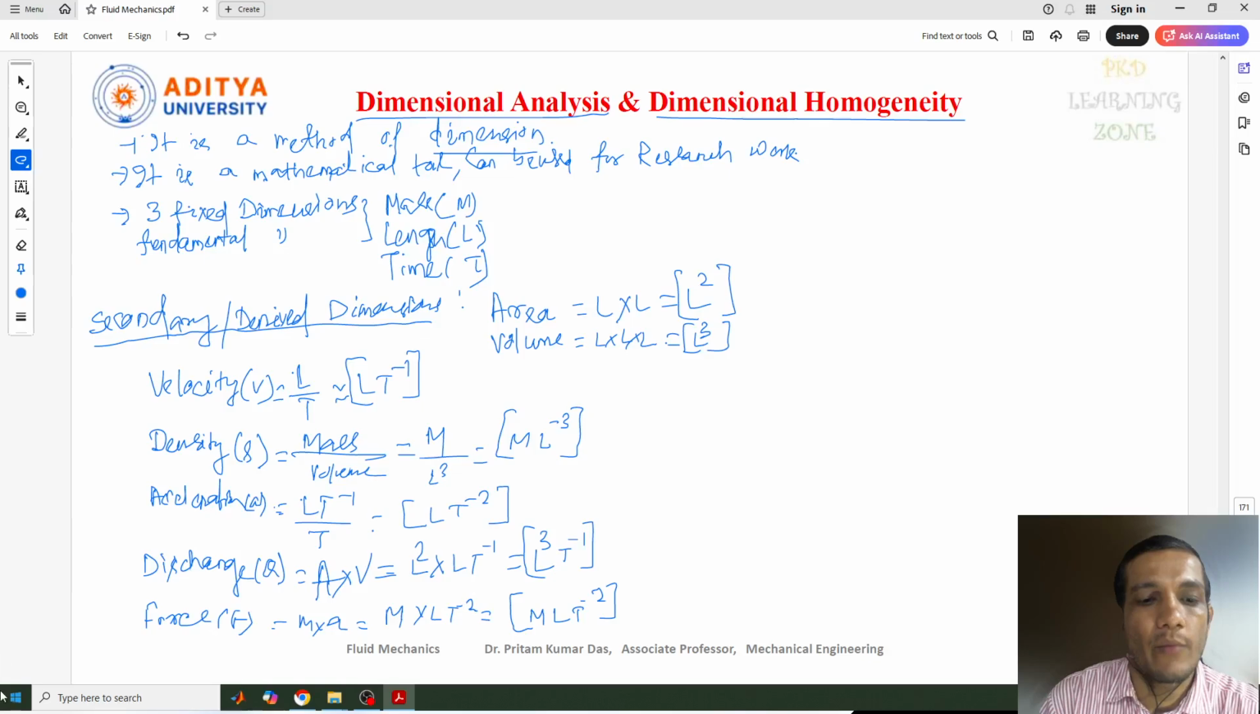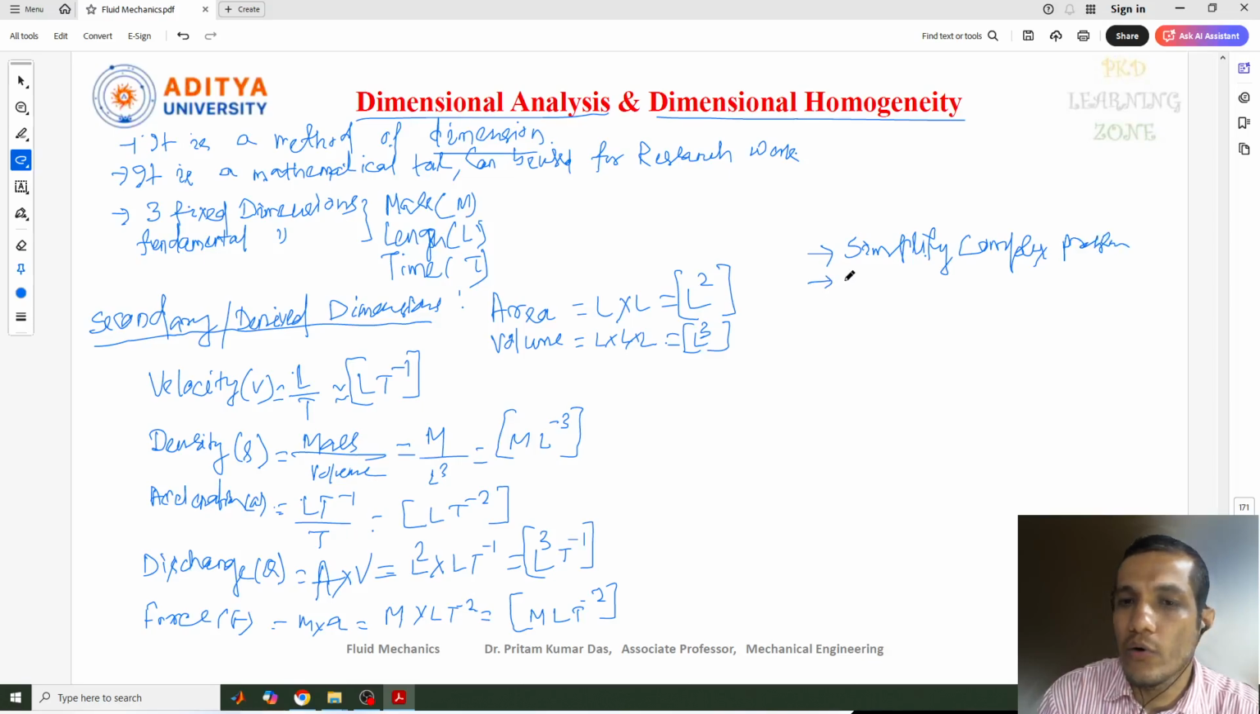Similarly, we can calculate many more, like dynamic viscosity or kinematic viscosity, specific weight. Many more are there to define. Now the concept is why we require dimensional analysis in fluid mechanics. This is very important to do some kind of analysis, as I told you, and there are some benefits also. What can the benefits be called? Like we can simplify some complex problems.